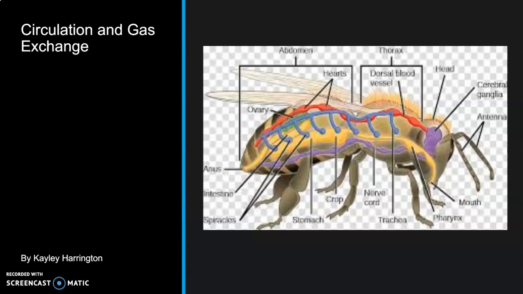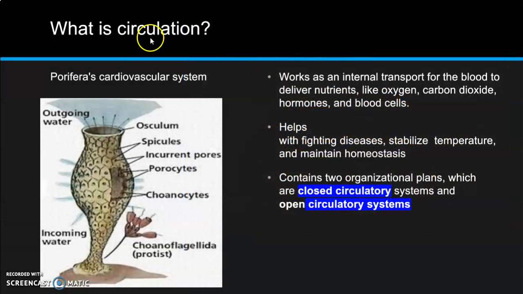Let's move on to the next slide. You probably already know this, but what is circulation? Think about the major parts, like the heart, the lungs, your veins. It mainly works as an internal transport, carrying oxygen, carbon dioxide, hormones, and blood cells. It's important because we need those nutrients for nourishment, for fighting diseases, to stabilize our temperature so it doesn't keep going up and down, and to maintain homeostasis.